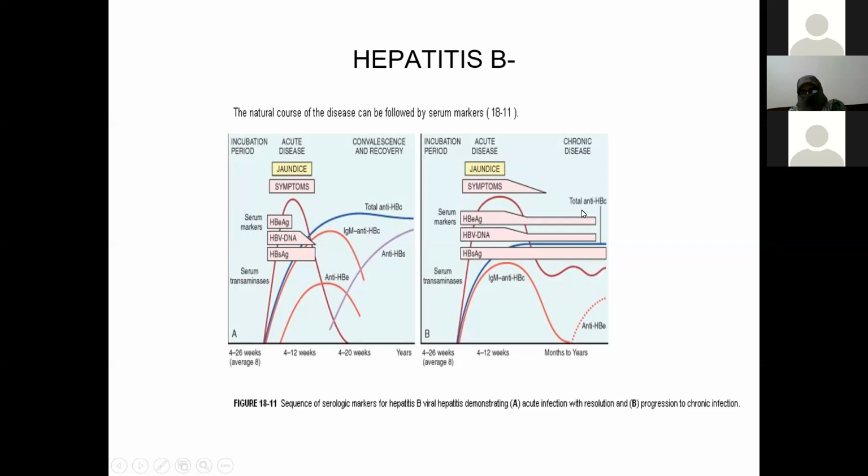And what you can see, that this total anti-hepatitis B core antibody is also much less than this one. Okay, so basically, again coming, hepatitis B is a global problem, and what is important is that the patient can present with acute hepatitis, can have chronic hepatitis, and then there are these antigens and antibodies.